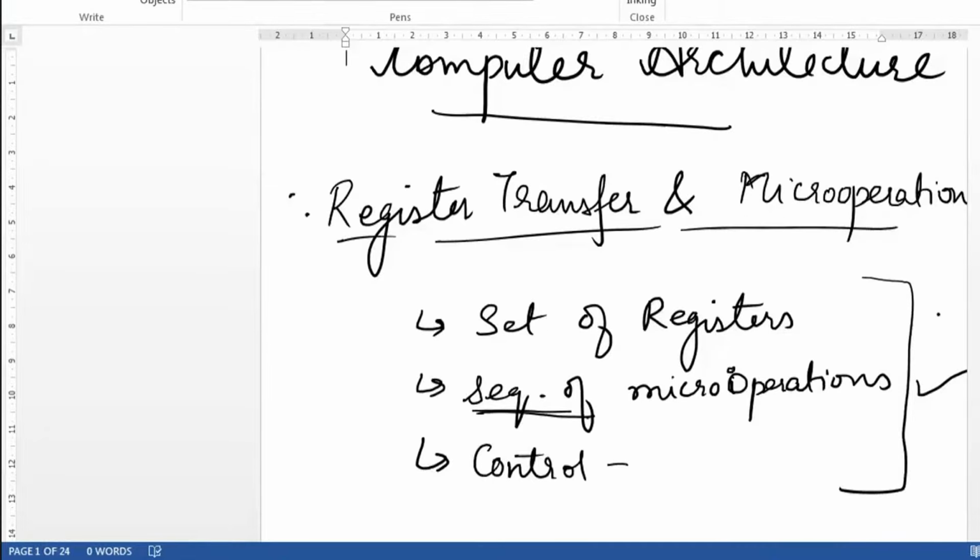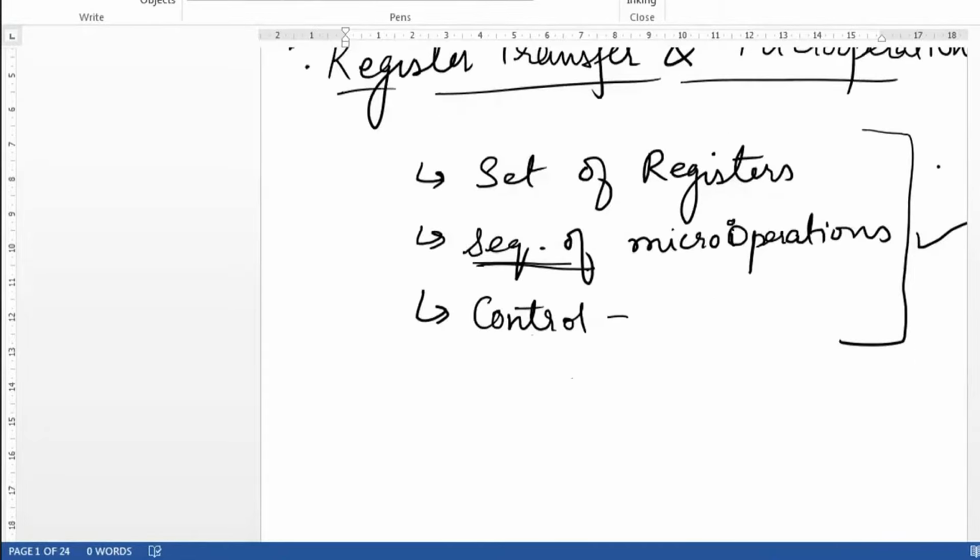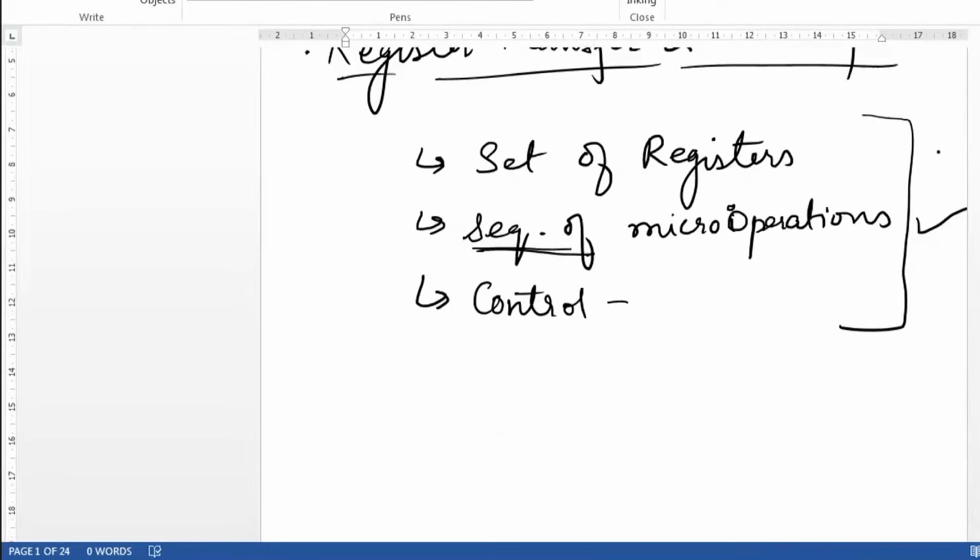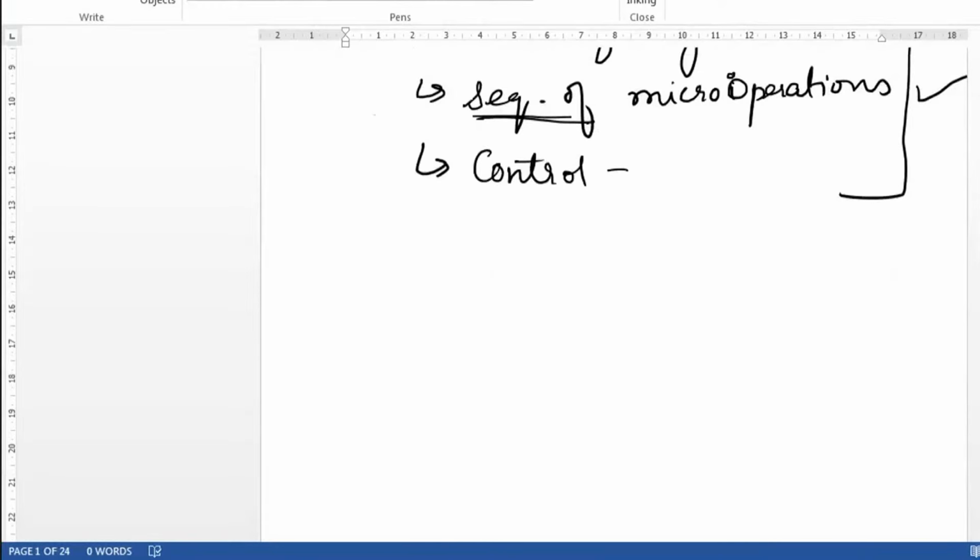You should know what registers are, which are the different types of registers, what type of data is stored, how to store data in the registers, and when you have some data in your registers, which micro operations to perform on them and in what order. That is decided by the control.